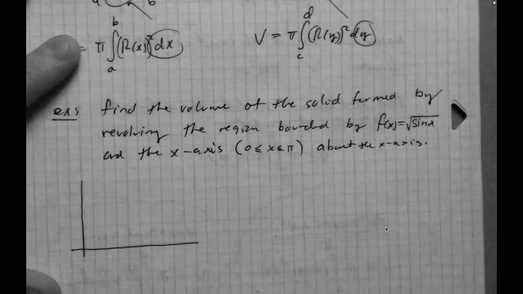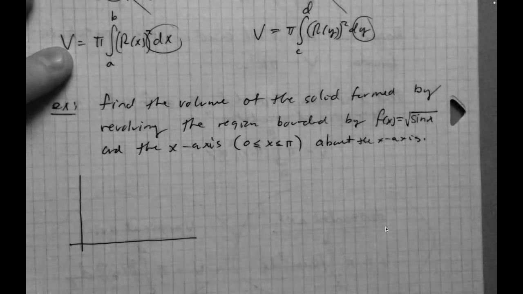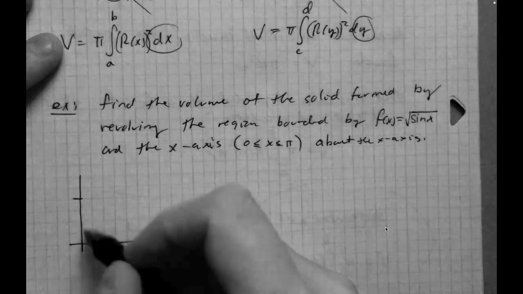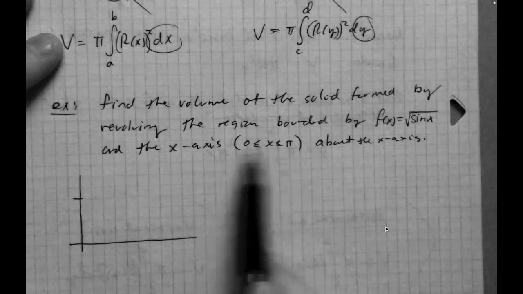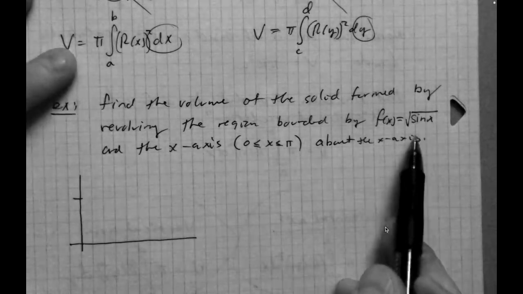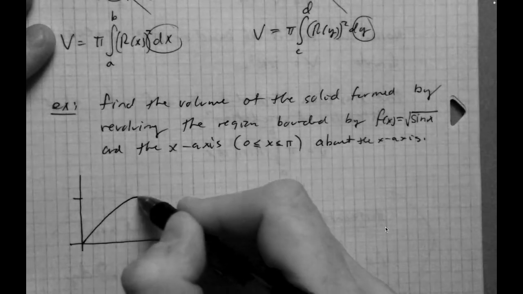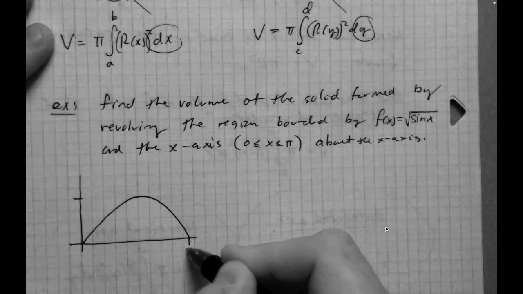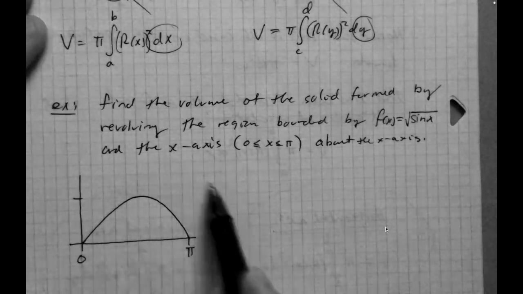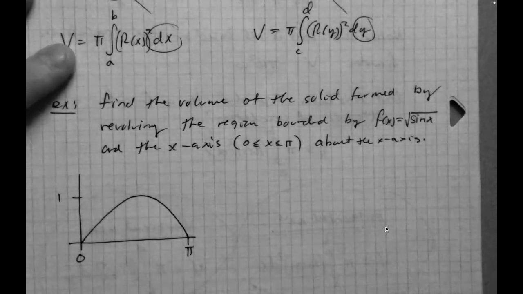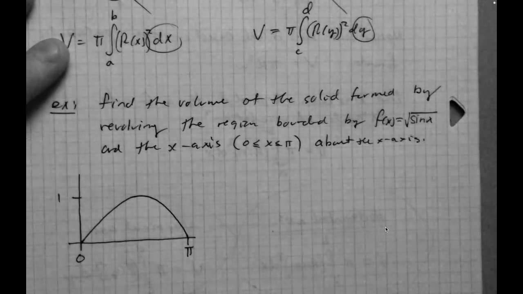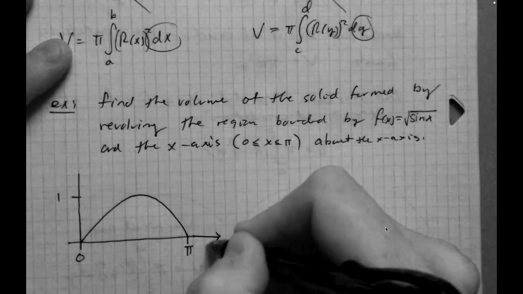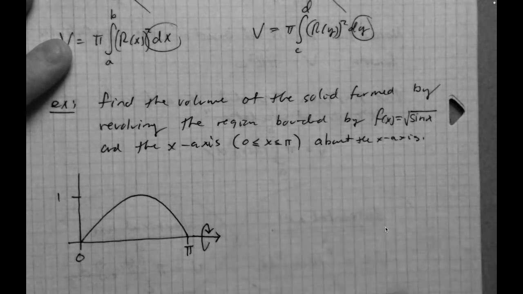So what I like to do is just start by drawing it, or pull out a graphing utility and visualize the thing. So this is the square root of sine of x, and we're interested in between 0 and pi. It's going to look a bit like this, not exactly, but something like this. This would be pi, this would be 0, it comes up and reaches a max of 1. And remember this is the x-axis, so it's being rotated like this.